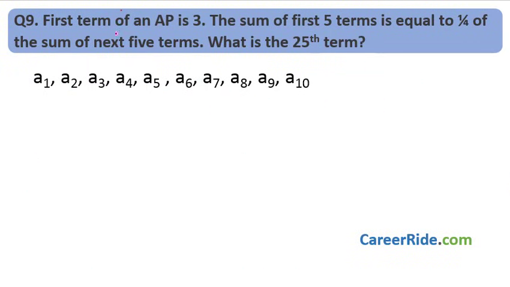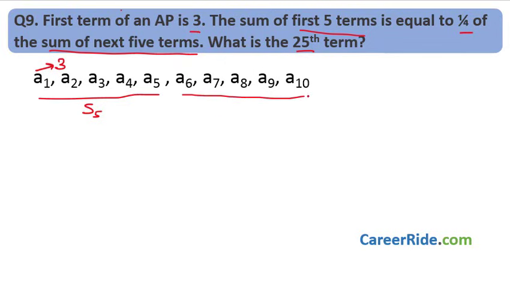Question number 9. The first term of an AP is 3. The sum of the first 5 terms is equal to 1 by 4 of the sum of the next 5 terms. What is the 25th term? Now see, what's given to me in the question is a series of 10 terms, A1 to A10, and my first term is given as 3, that is A1 is 3. And it is said that the sum of the first 5 terms, that is A1 to A5, let me mark it as S5, and the sum of the next 5 terms, A6 to A10.